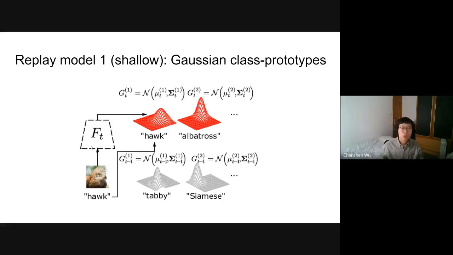We start from a simple model. We generate the features with a Gaussian distribution. Basically, for each class, we approximate the distribution by a Gaussian. We compute the mean and variance matrix for the features, save these parameters, and then we can generate from the distribution. The benefit is that it's very easy, and there's no forgetting because we can fix the parameters.